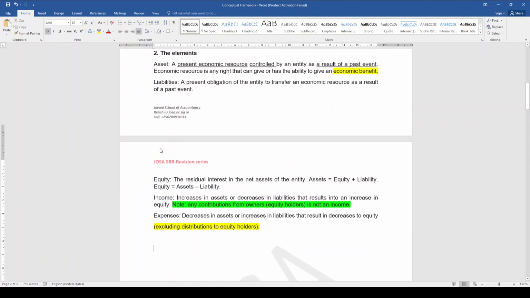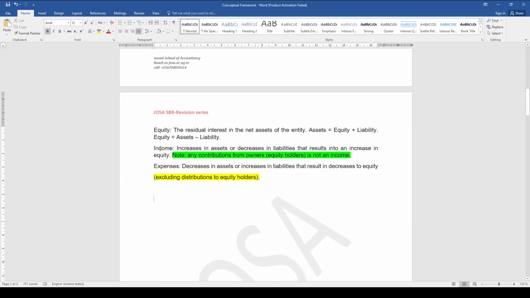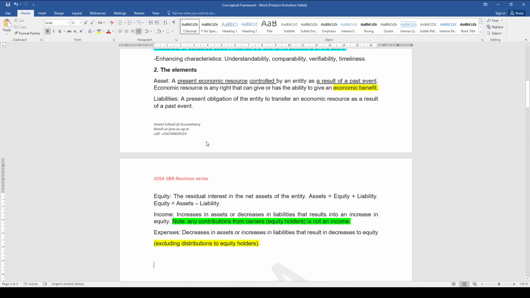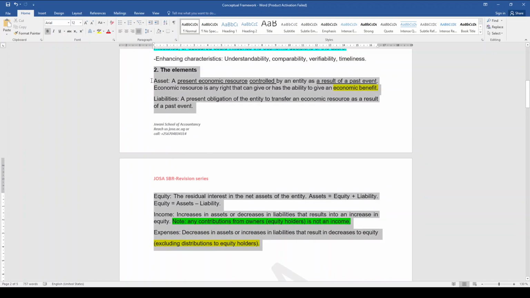So after looking at this, the conceptual framework also guides us on recognition. Yes, it has given you the definition of the key elements that should go into the financial statements. Now the question is, what should you recognize and what should you not recognize in the financial statements? As I told you, you first assess if the transaction really meets any of the definitions given by the conceptual framework.